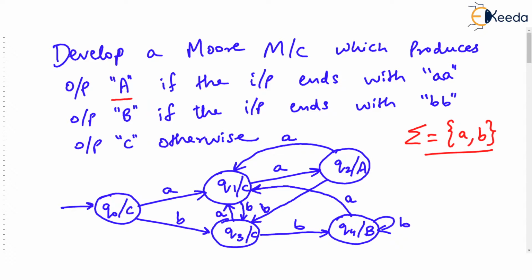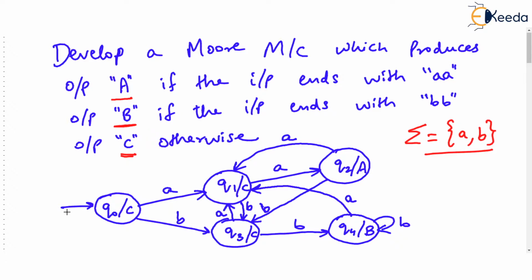If the input ends with double A, that means the last two letters of the input should be small a followed by small a, the output produced should be B. If the input ends with two B's, that means the last two letters should be small b followed by small b. But for any other input, which ends with anything other than AA and BB, it should output C.